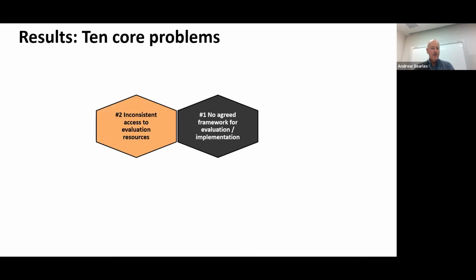A second problem is that there is inconsistent access to evaluation resources. Some health services told us, because of their affiliations with medical research institutes or universities, that they had reasonably good access to evaluation resources, but others said that they had no such relationships and therefore they had a gap in their ability to do evaluation.